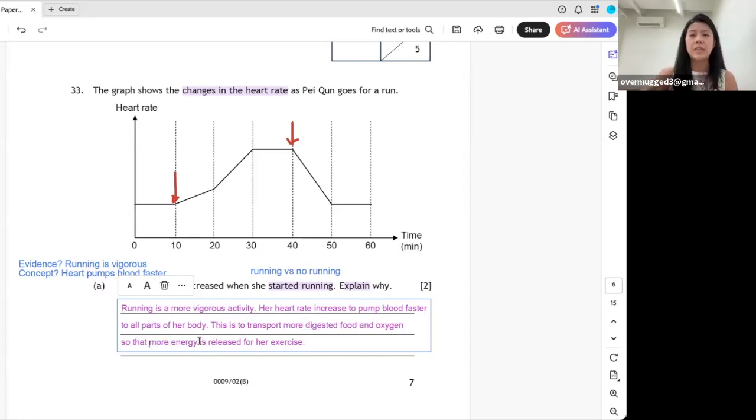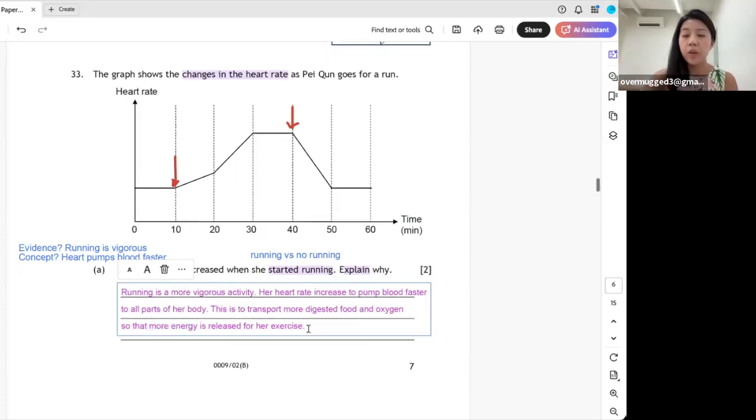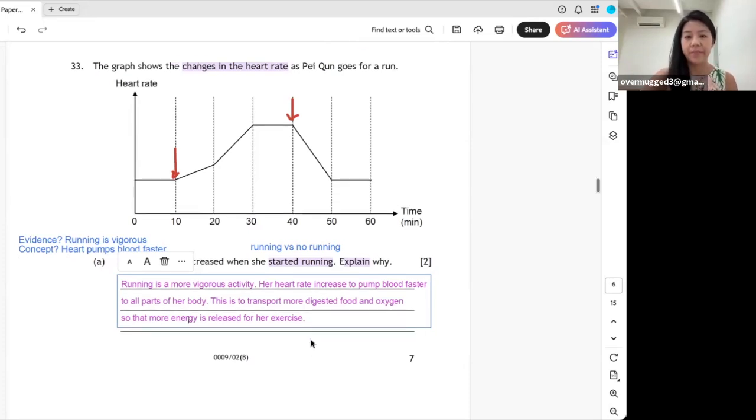So it's not just energy is released. Even when you're doing nothing, like sitting down here, energy is released at that time. But because when you're running, you need more energy, your body will release more energy as well through all these processes. So make sure you are not missing any concepts here. Look at your own answer. Make sure you're also not writing wrong statements like the heart pumping more blood. That's actually a wrong concept.